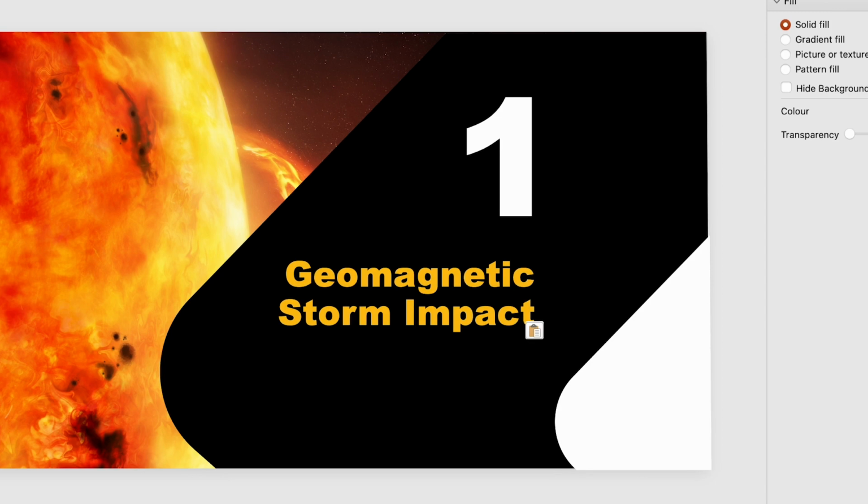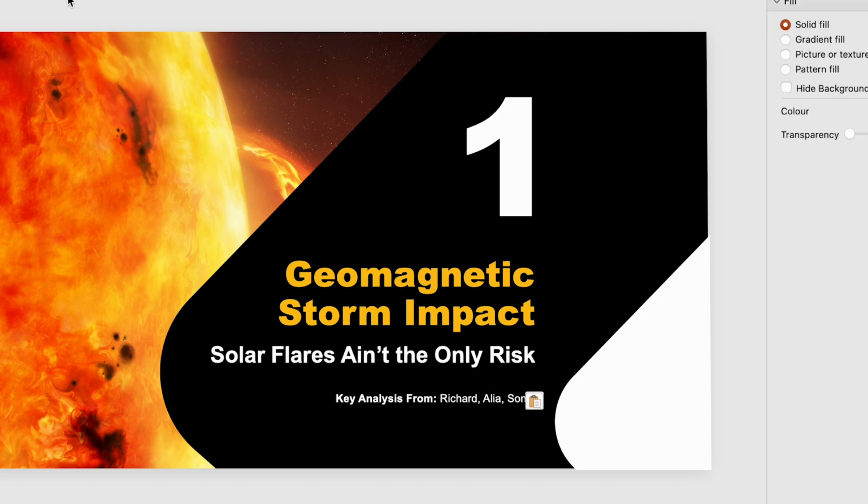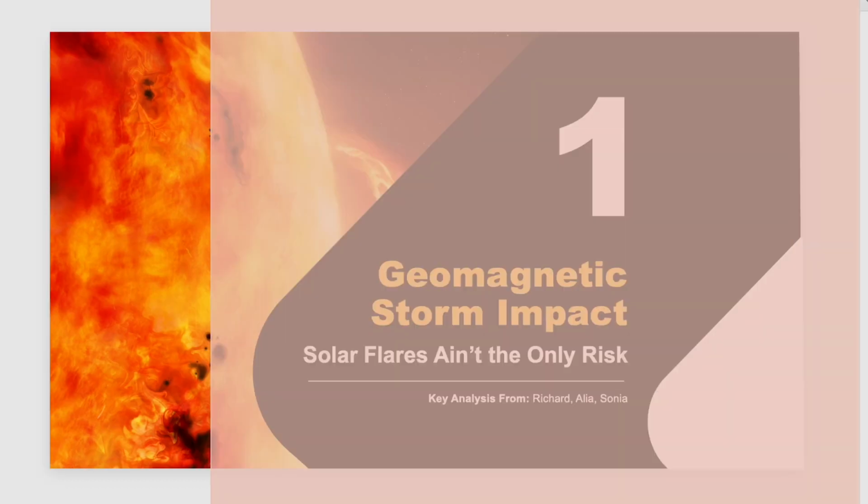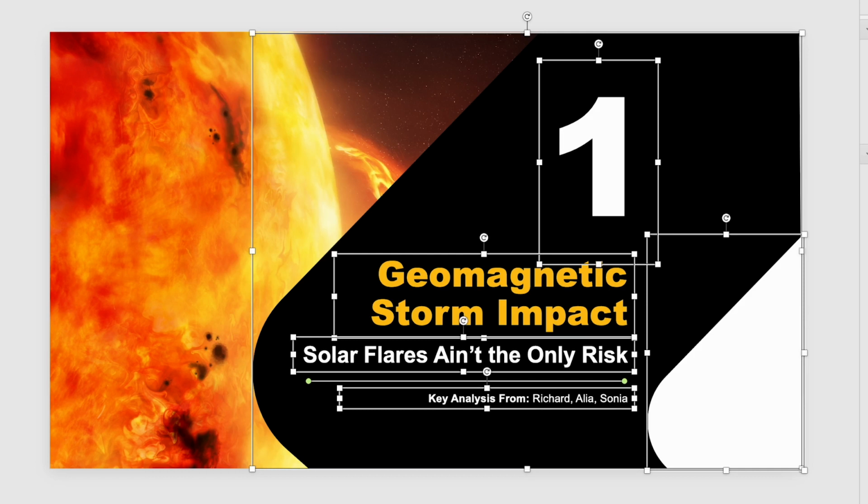Then let's add the number followed by the heading of the slide, Geomagnetic Storm Impact. Then the subtitle and key analysis from who are the presenters for this presentation. Let's add a line to give this a typographic hierarchy. Now let's copy this all and go back to our previous slide, paste it over here.